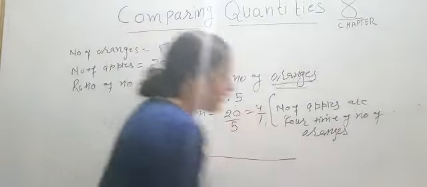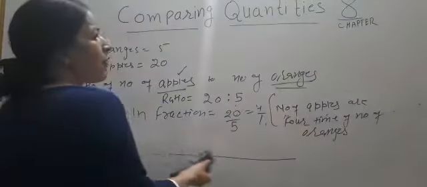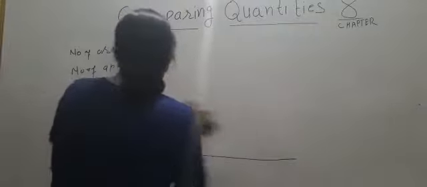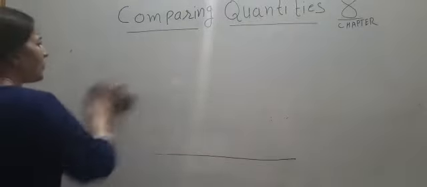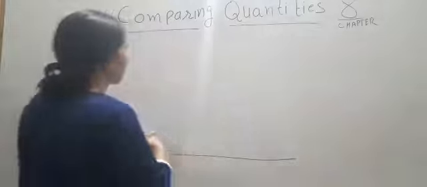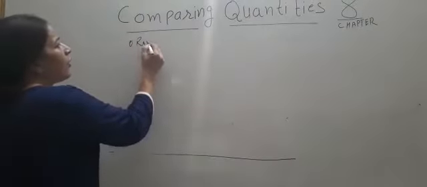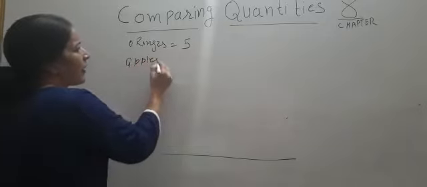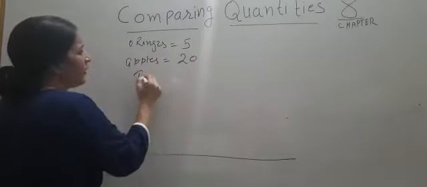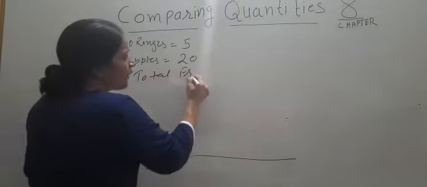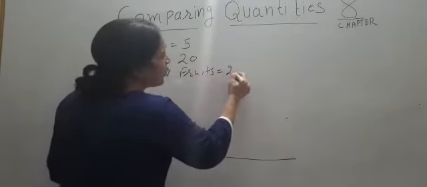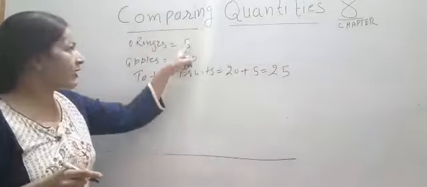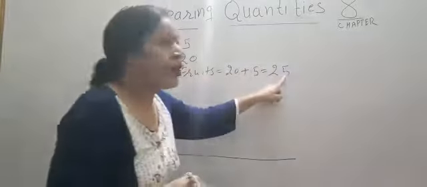Now we will learn how to compare in terms of percentage. We have compared already in terms of ratio. Now we will learn how to compare in terms of percentage. Oranges 5, apples 20, total fruits 20 plus 5, 25. Clear? 5 oranges, 20 apples, total fruits 25.